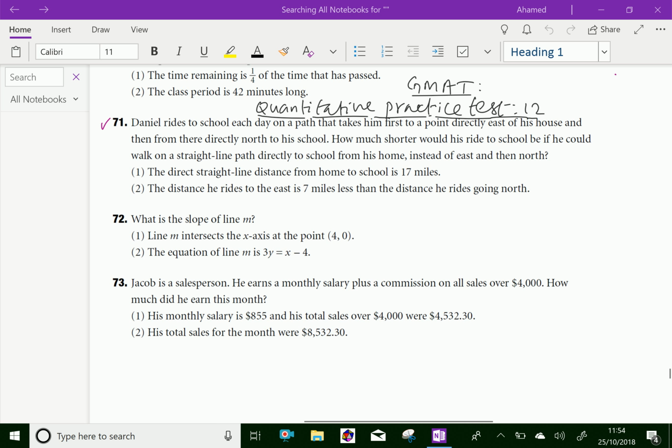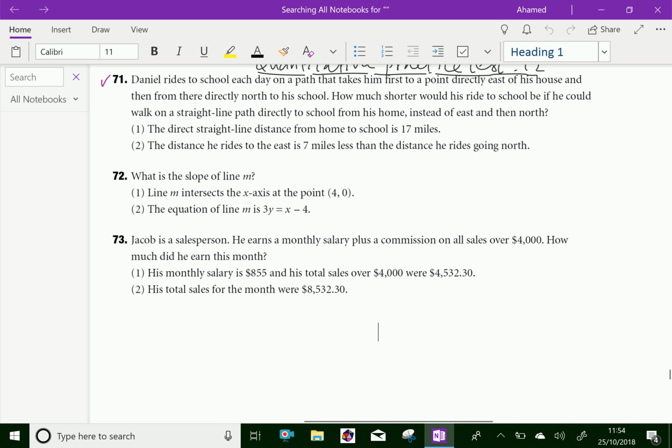In that, let us do problems regarding data sufficiency. Look at this example. Daniel rides to school each day on a path that takes him first to a point directly east of his house, and then from there directly north to his school. How much shorter would his ride to school be if he could walk on a straight line path directly to school from his home instead of east and then north?